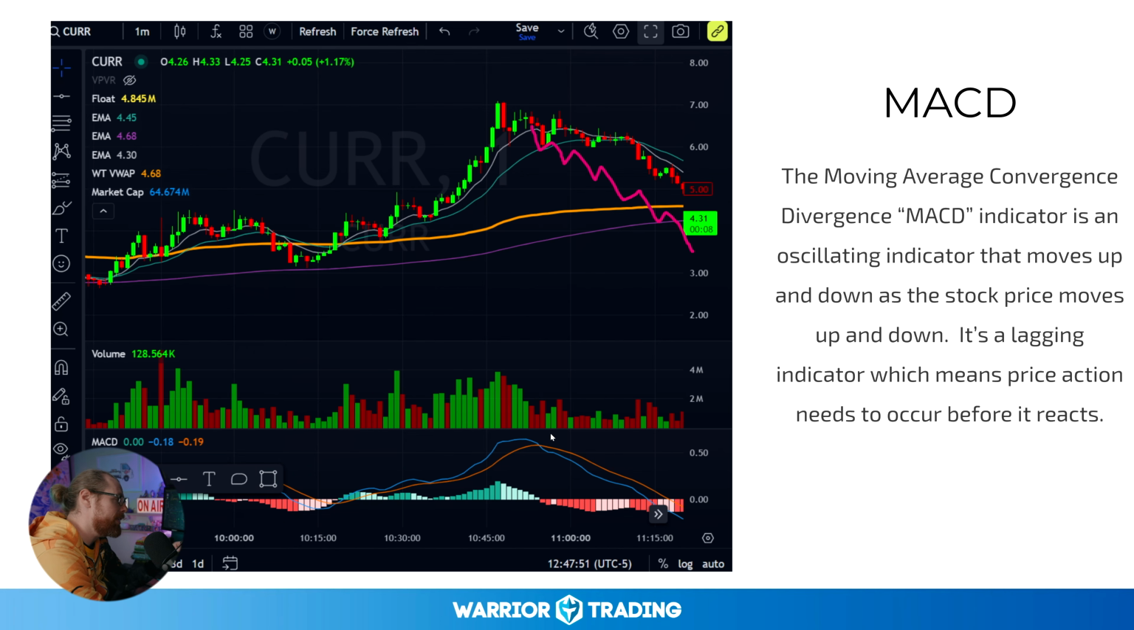So this is an indicator that I do use in my trading, but I only use it on the 1 minute time frame. I find that the signals that it produces on the 5 minute are too slow, and the signals it produces on the 10-second are too fast. So I'm only using it on the 1 minute time frame.